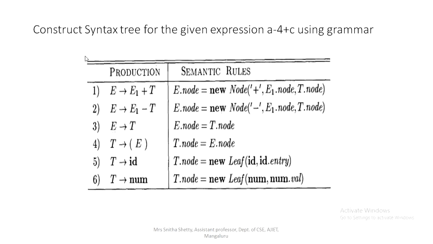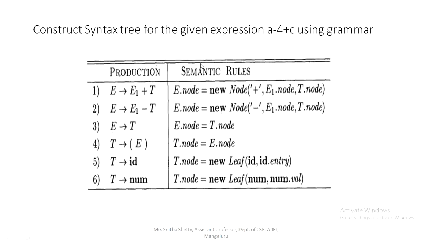Construct the syntax tree for the given expression a minus 4 plus c using the grammar. So this is the given production. E gives E1 plus T, E gives E1 minus T, E gives T, T gives E, T gives ID, T gives number. So this is a production.